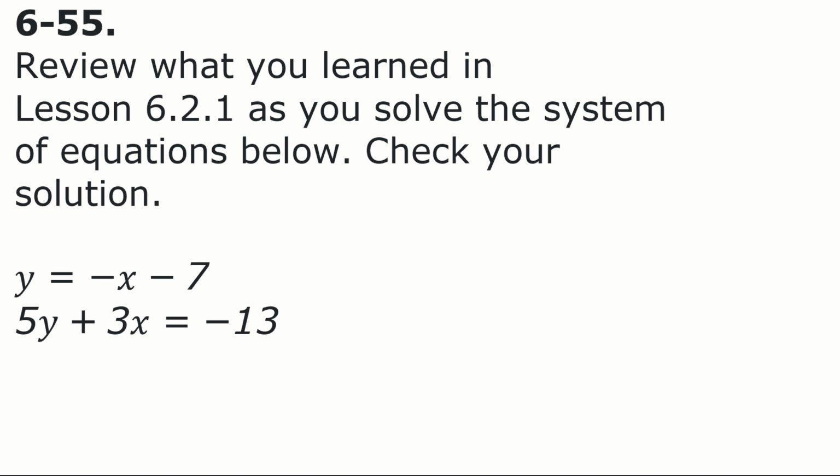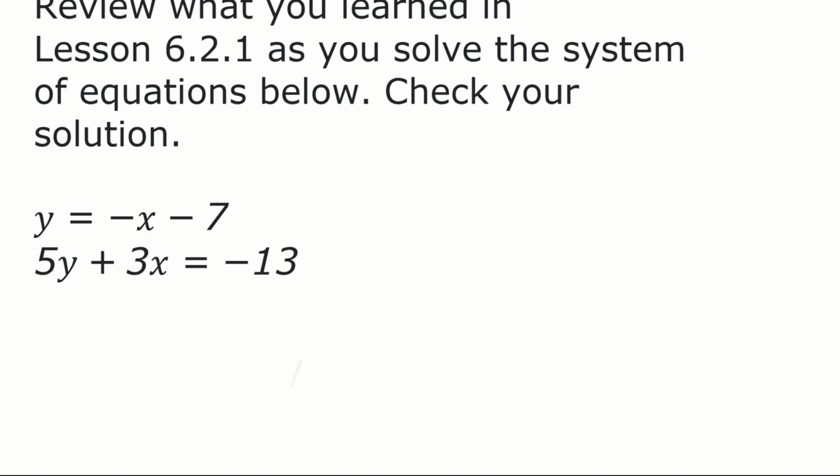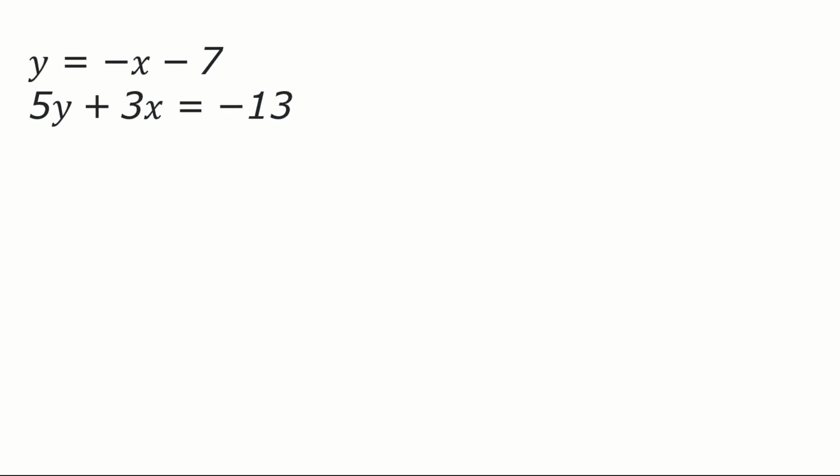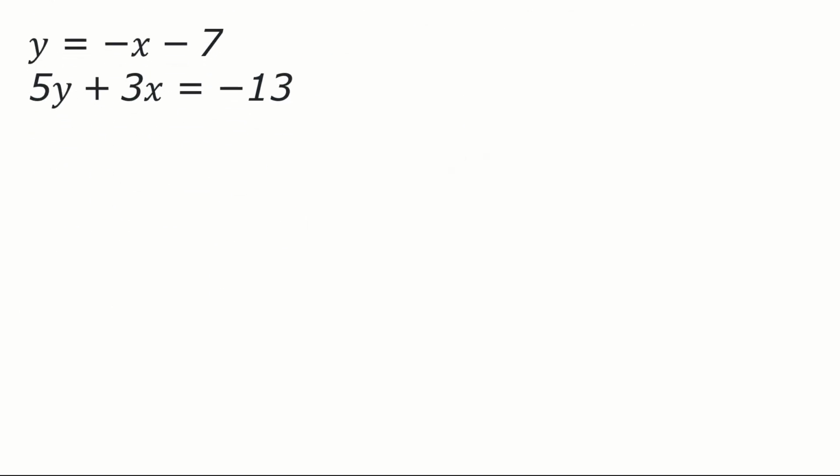Maybe before you pause, one of the things we talked about yesterday is the equal values method. If you can get to a situation where two different expressions are equal to the same thing, then they have to be equal to each other. So for this particular problem, I would probably take this second equation and rewrite it so that y was alone. So I could change it to 5y is equal to negative 3x minus 13.